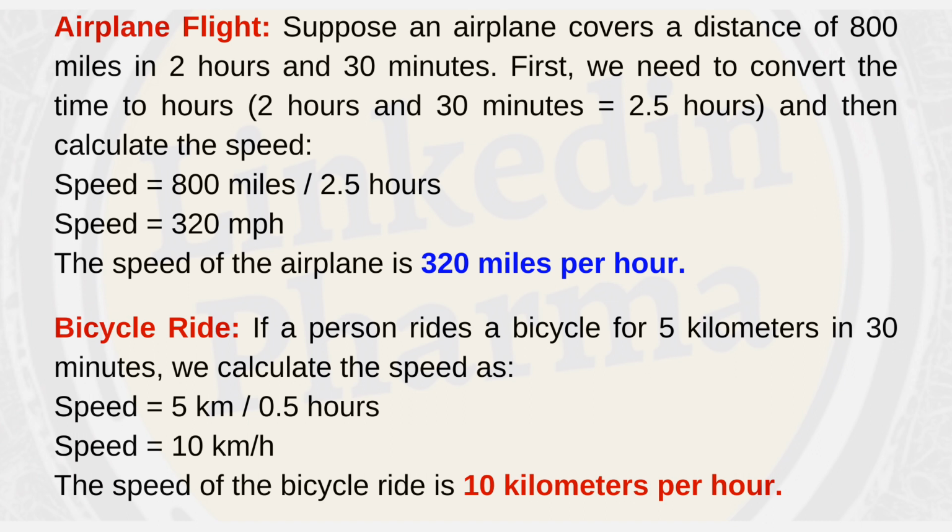The speed of the airplane is 320 miles per hour. Bicycle ride. If a person rides a bicycle for 5 kilometers in 30 minutes, we calculate the speed as speed equals 5 kilometers divided by 0.5 hours equals 10 kilometers per hour. The speed of the bicycle ride is 10 kilometers per hour.